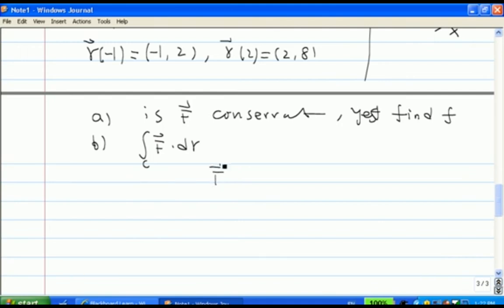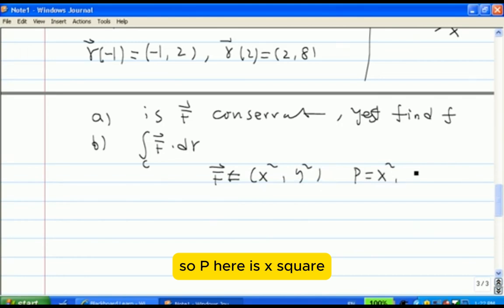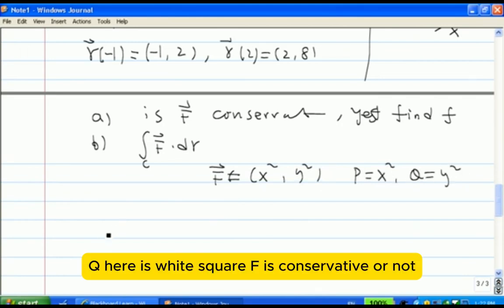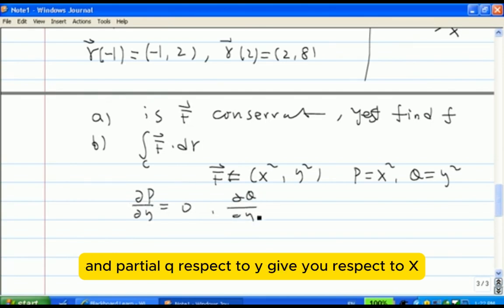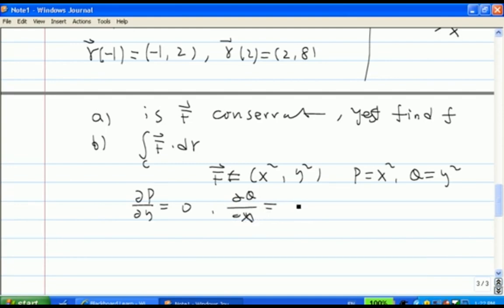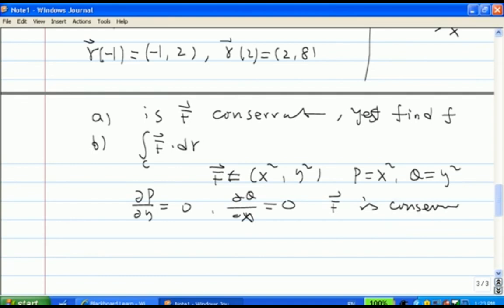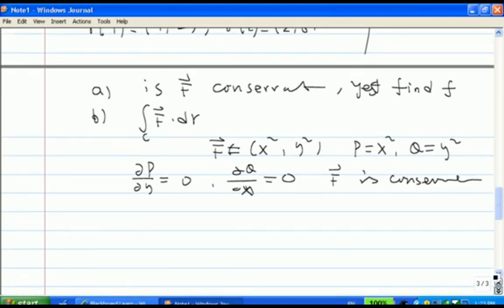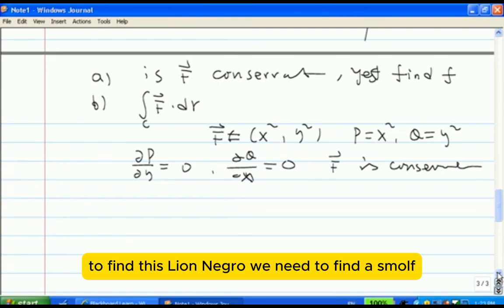What is my f? My f here is x squared, y squared, right? So P here is x squared, Q here is y squared. Is F conservative or not? Check this. Partial P with respect to y gives you 0, and partial Q with respect to x also gives you 0. So they're equal. That means F is conservative.